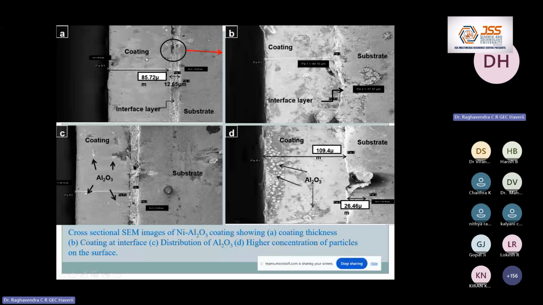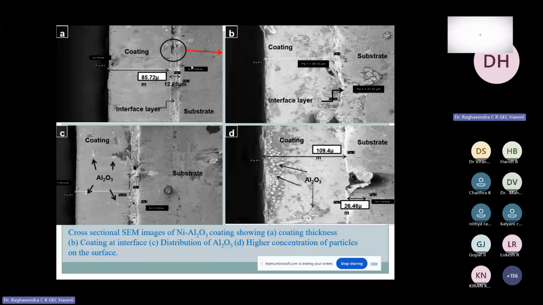This interface layer, which is found between the substrate and the coating, is meant to occur in any material, due to a core substrate hard material as a bulk material and the coating material. There always exists an interface material which decides the adhesive strength of the coating. Any weaker sections make the coating weaker.